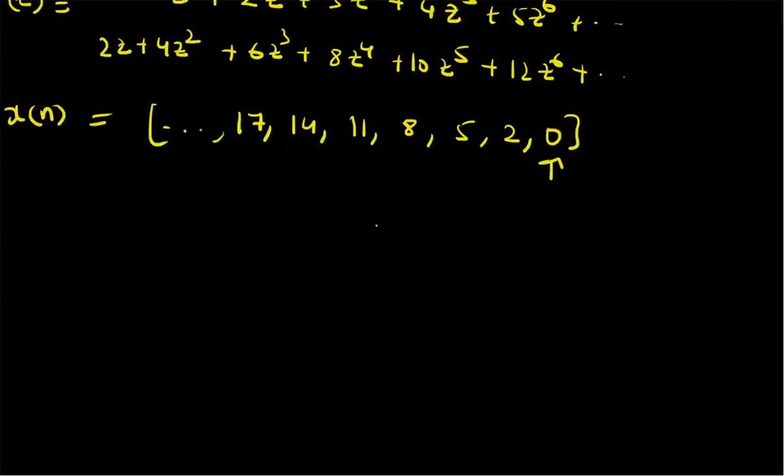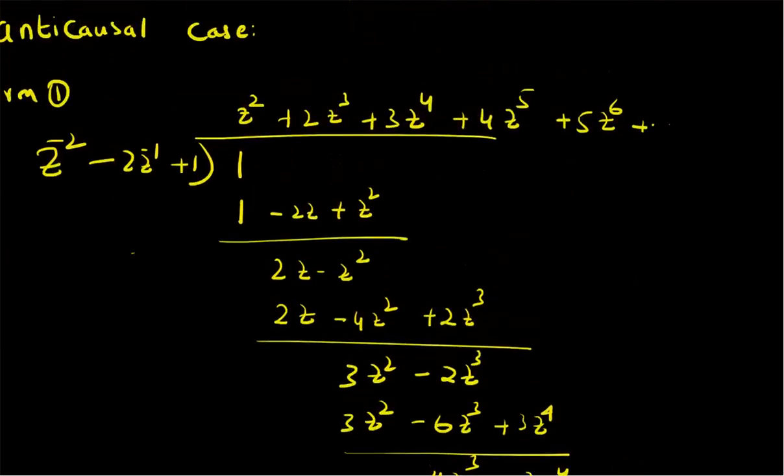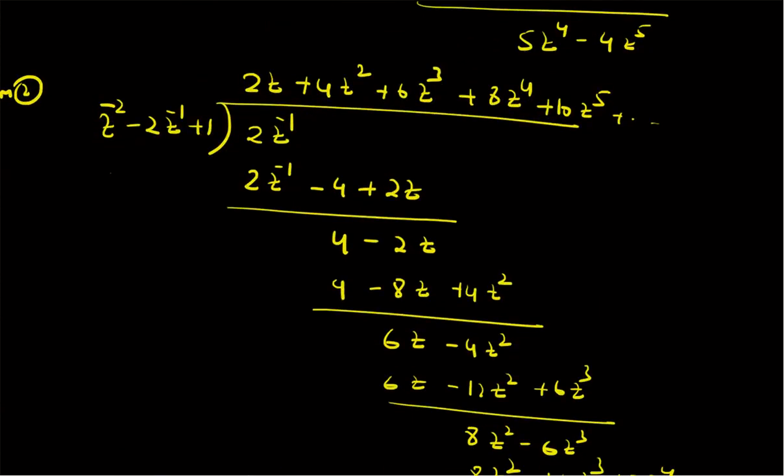In the anti-causal case, we basically manipulate the divisor, that is we first write z power minus 2 and then minus 2z inverse and then plus 1. So to get a 1 with z power minus 2, we have to have a coefficient z square, and by using similar process we have plus 2z cube plus 3z power 4 plus 4z power 5 plus 5z power 6 and so on. Similarly for the second term, we get the coefficients 2, 4, 6 or 2z, 4z square, 6z cube, 8z power 4, 10z power 5 and so on.